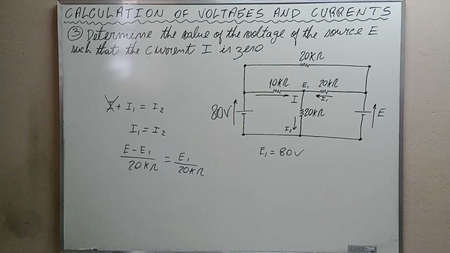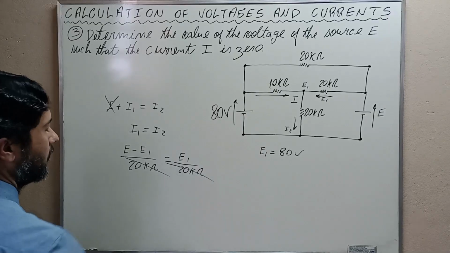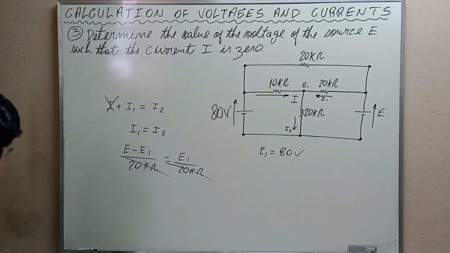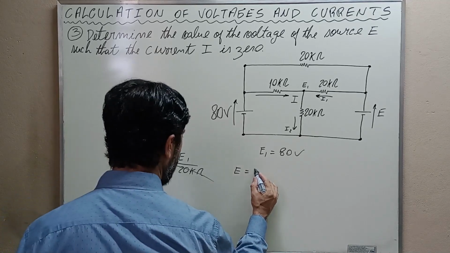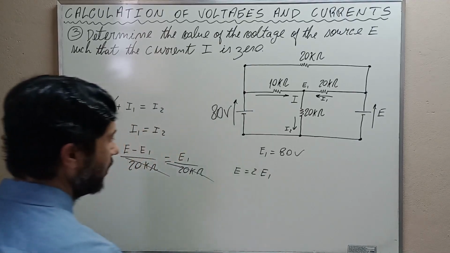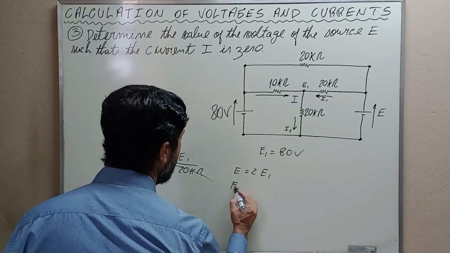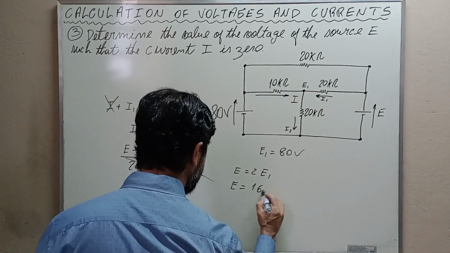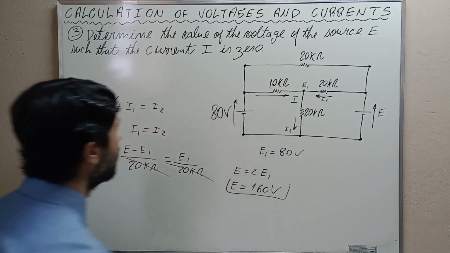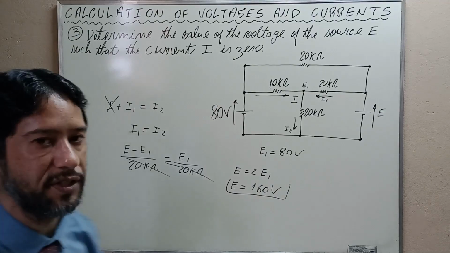In this way, if we solve, it is simple to solve, okay? They have the same denominator here. We can cancel this with this. And we find ultimately that E is equal to 2 times E1. And as E1 is 80 volts, E must be equal to 160 volts for the current I to be 0. And this is all for exercise number 3.